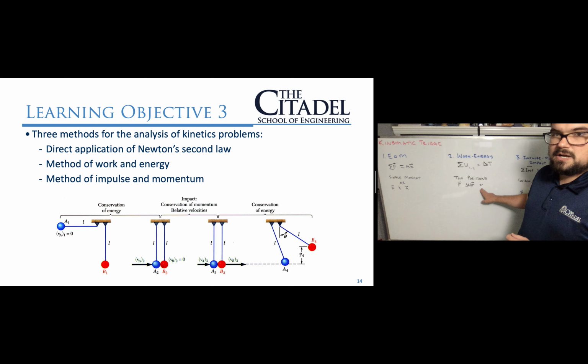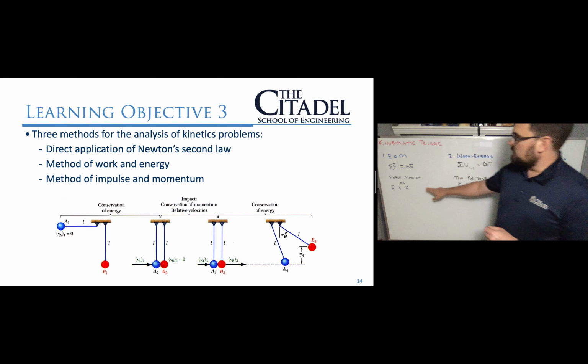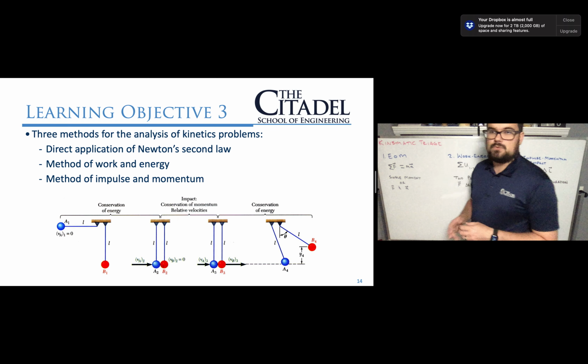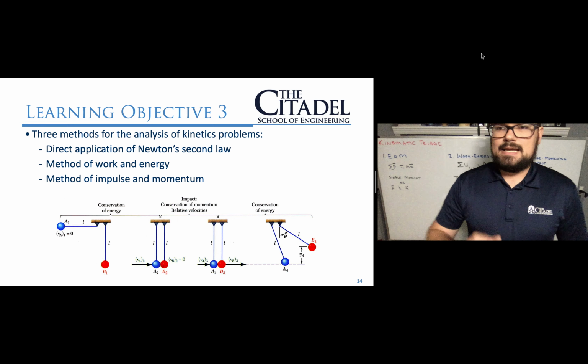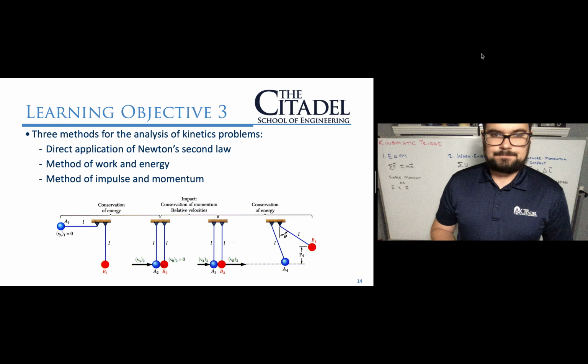So you start with work energy, solve for the velocity, and then we could use path kinematics to say that the normal acceleration is equal to v squared over rho. Once we have that acceleration, now we can solve for the forces using the equations of motion. So that's a valid way to do that as well.